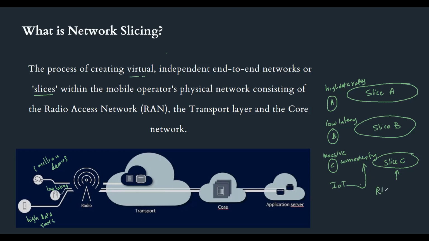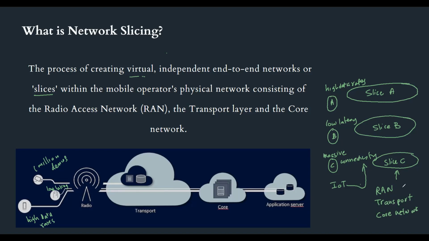So the slice will contain the RAN or random access network, the transport layer, right? So the random access network is required for our devices to connect to the network. After that, we will have a transport layer through which our data will be sent as packets through routers and switches. And then the core network. The core network will receive the packets, and the core network will connect our data packets to the necessary destination. So once we have a separate slice, we will have a separate RAN.